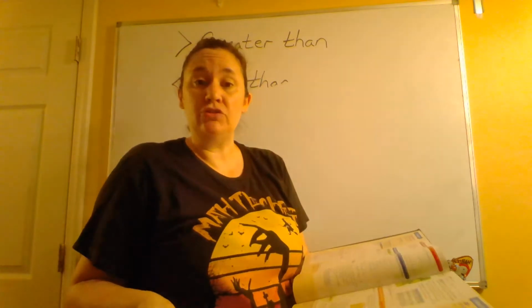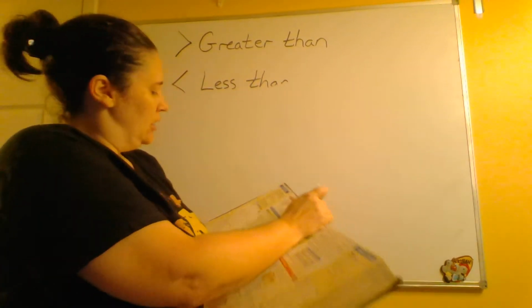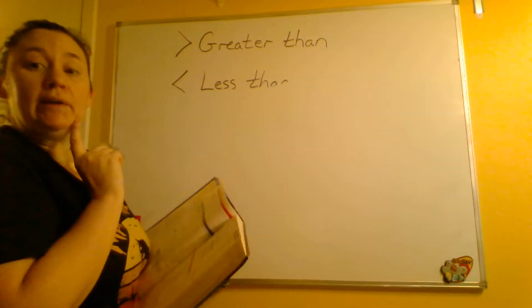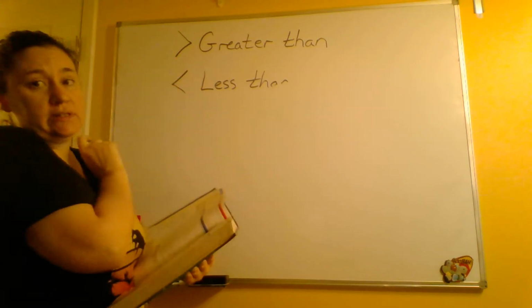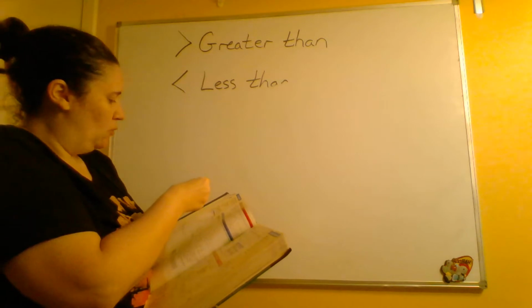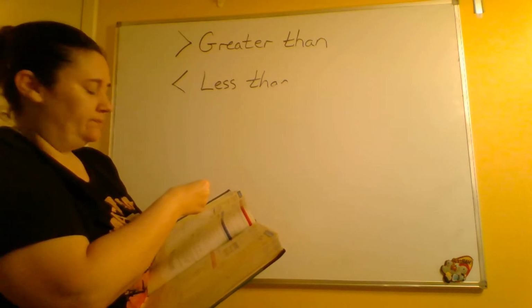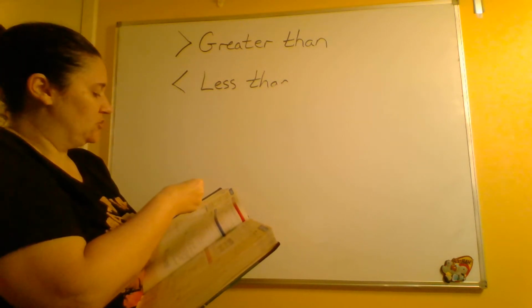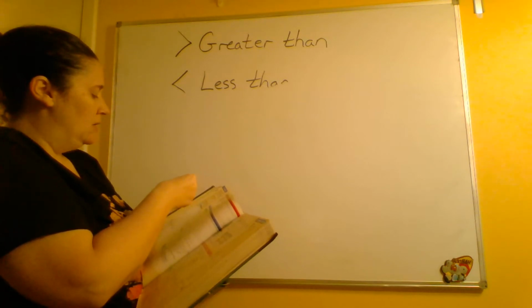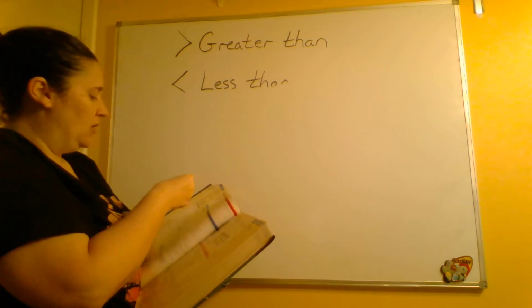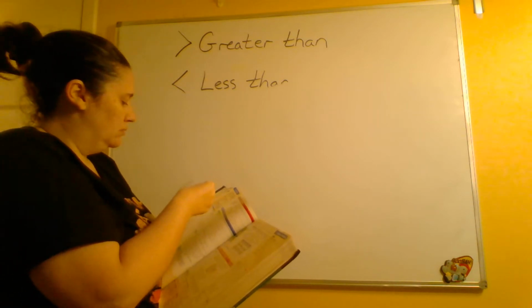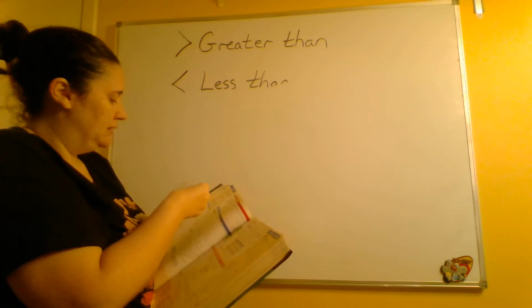Let me read the answers to you from your workbook page. When I say greater than or less than, these are the signs I'm talking about. This one is greater than, this one is less than. For number 1, it is greater than. Number 2 is greater than. Number 7 is greater than. Number 8 is equal. Number 9 is less than.